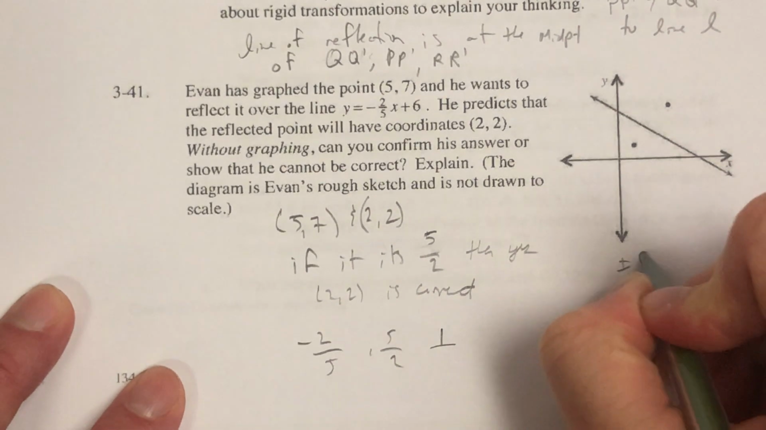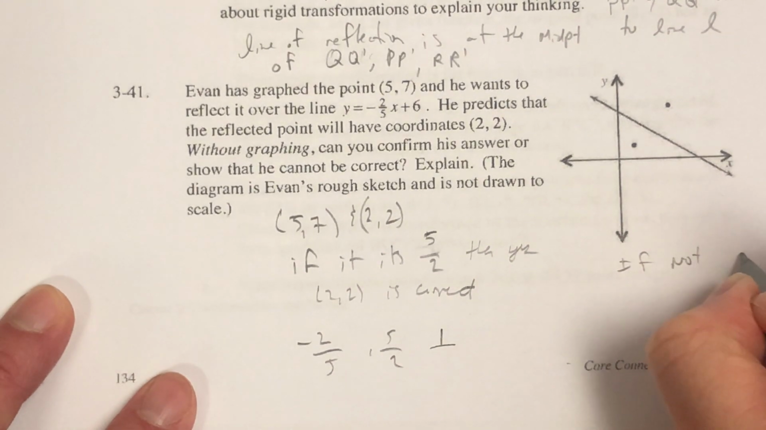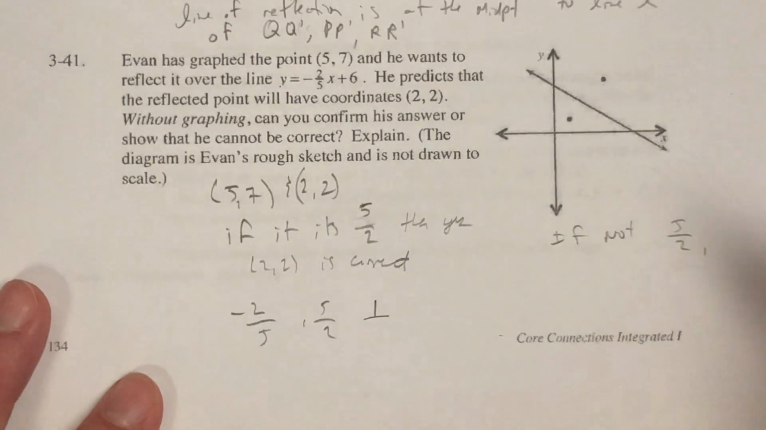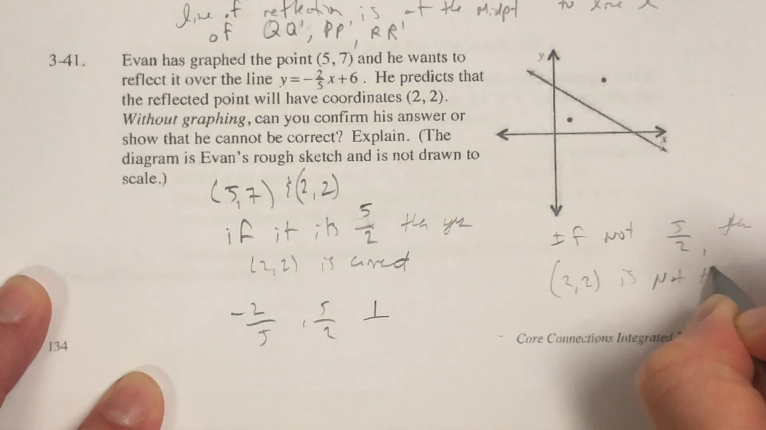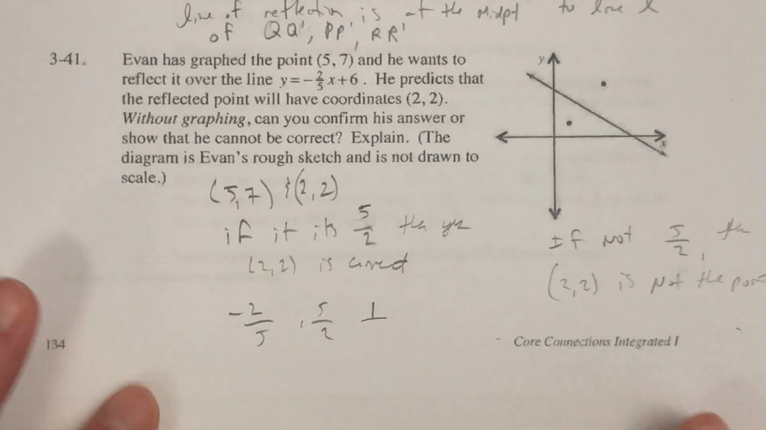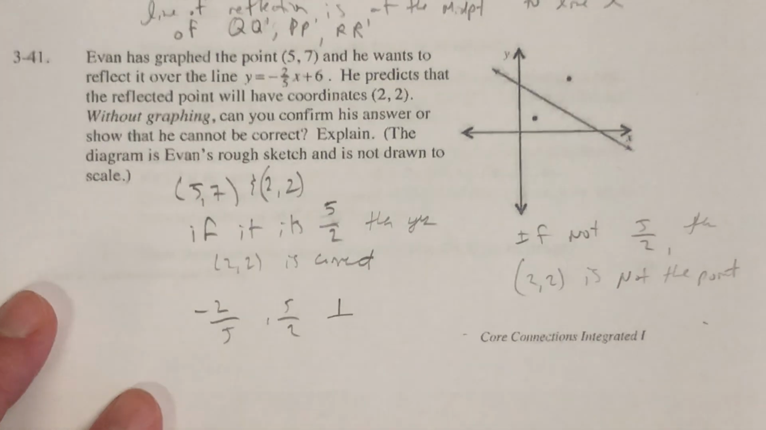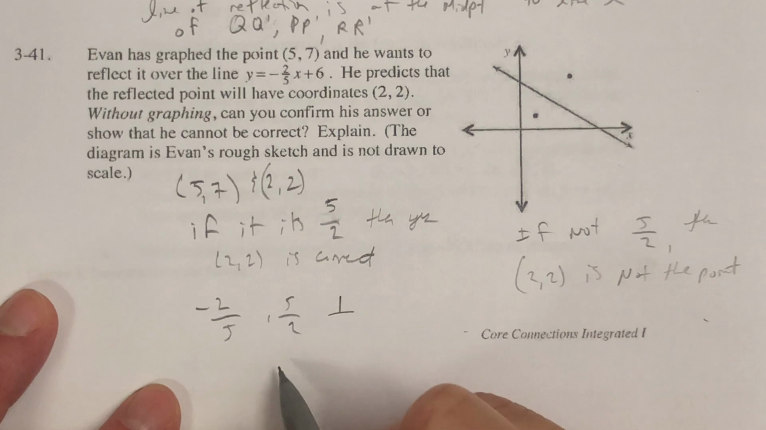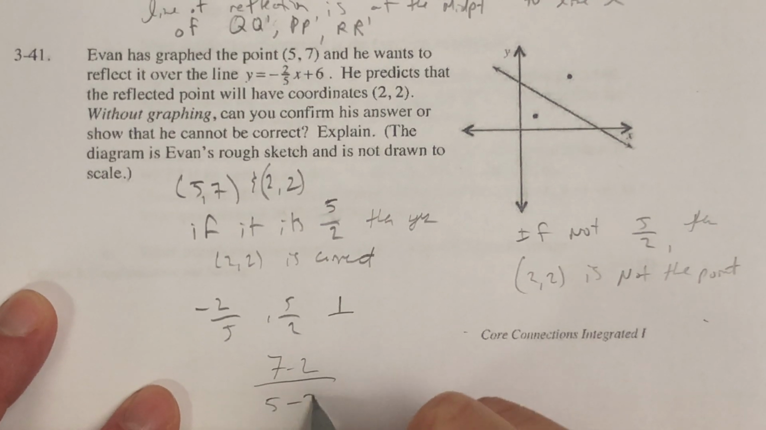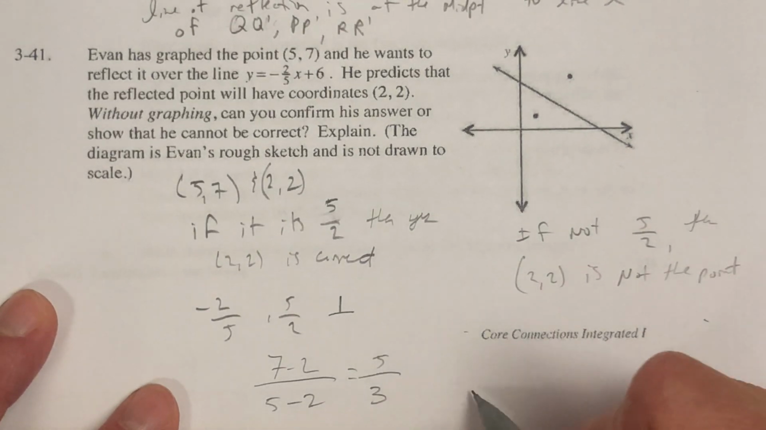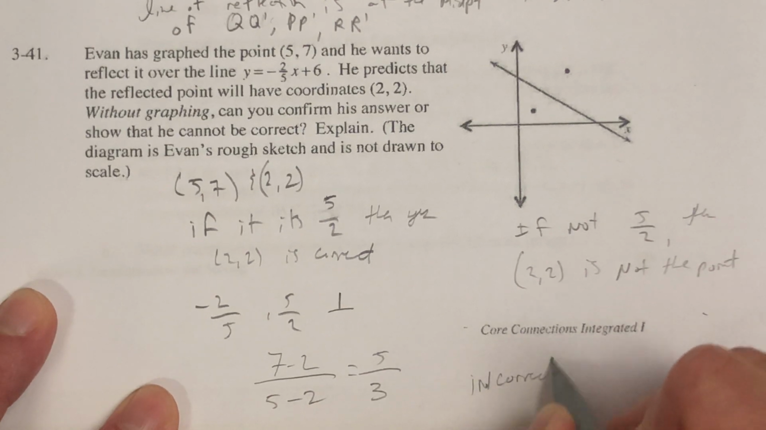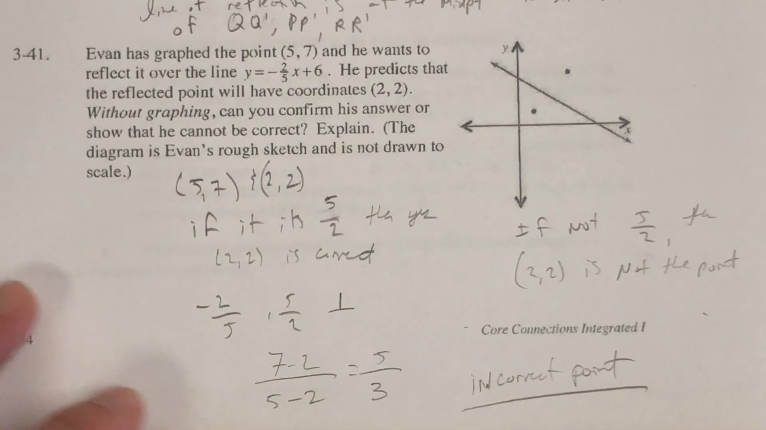So if it's not 5 over 2, then (2, 2) is not the point. Okay, so let's find our slope. We're going to say 7 minus 2 over 5 minus 2. So 7 minus 2 is 5, and 5 minus 2 is 3. 5 over 3 is not the same as 5 over 2. So his point is incorrect. He's at the wrong point.